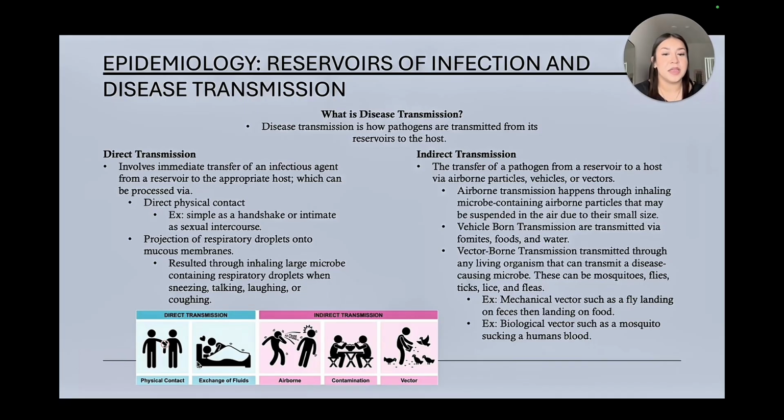lice, and fleas. So an example of a mechanical vector would be a fly landing on feces and then going ahead and landing on food that someone will eat. And then biological vectors, such as mosquitoes sucking a human's blood, are a way that indirect transmission can be transferred.